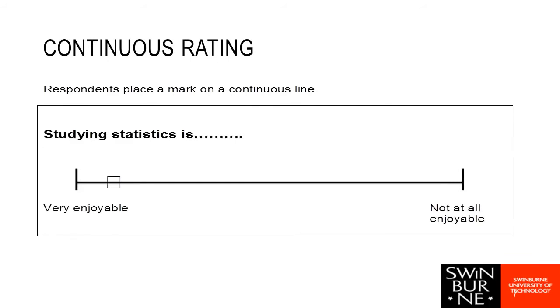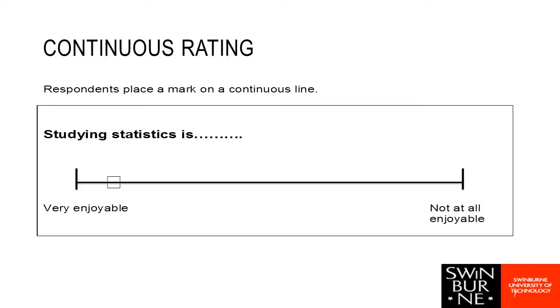So this one is what we call a continuous ranking. Continuous ranking is where we give our participants a line. Notice there's actually no numbers on the line, and we ask a question or give a statement, and we want them to place a mark somewhere along that line that in this case is indicating their enjoyment of statistics. When we analyze this, we would convert that distance along the line into a number. It's a little bit tricky if we're doing a paper survey because you've got to sit there and measure it.